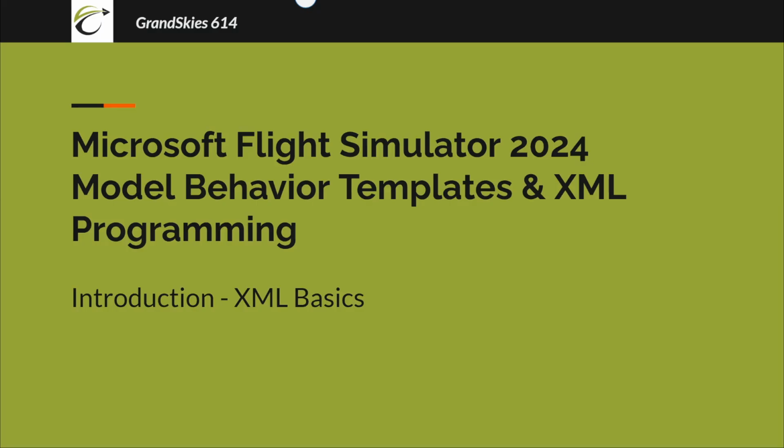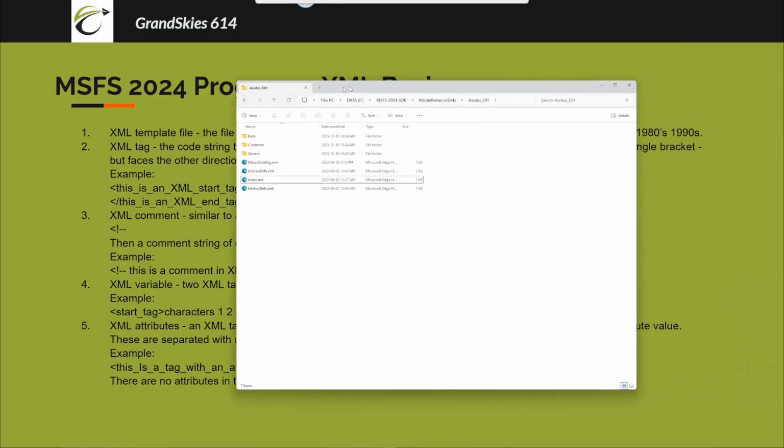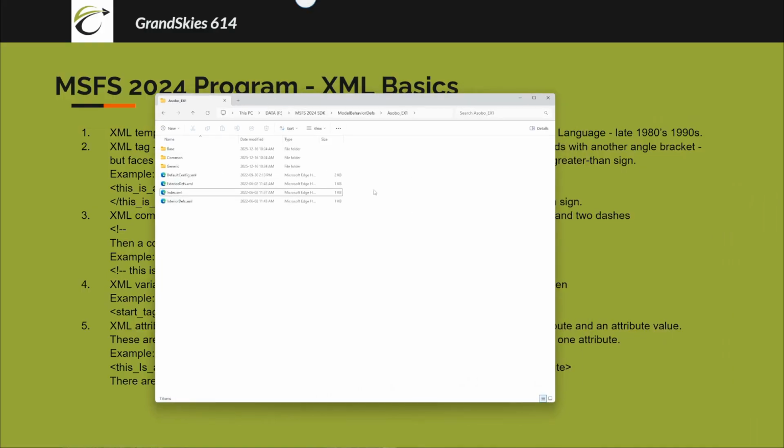XML stands for Extensible Markup Language, and it was developed in the late 80s, 1990s. An XML template file is the file that contains the XML code or data elements. So in the sim we have model behaviors, and in 2024 we have the asobo underscore ex1 model behavior files. They're all a bunch of XML files, and that's denoted by a file name with the ending .xml.